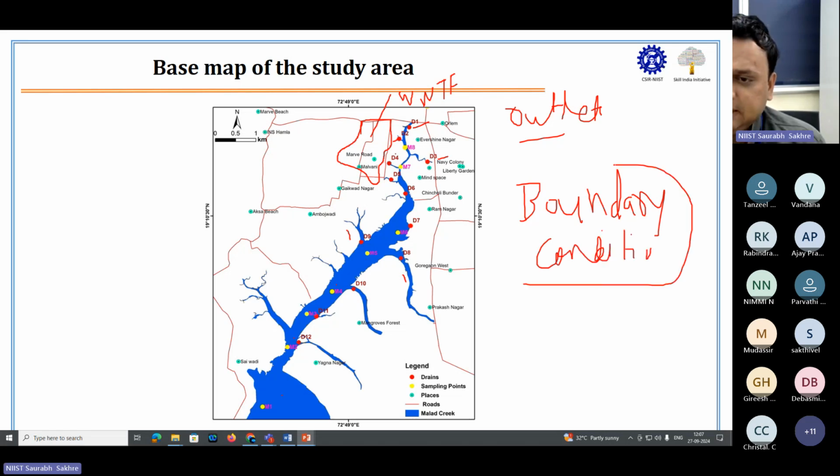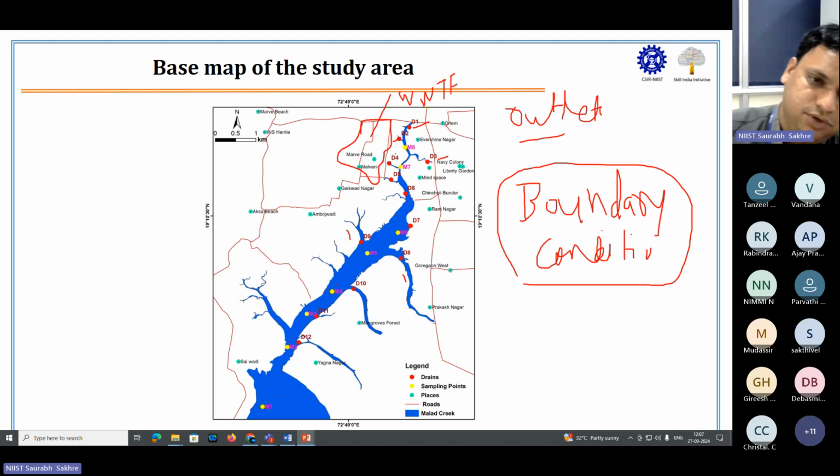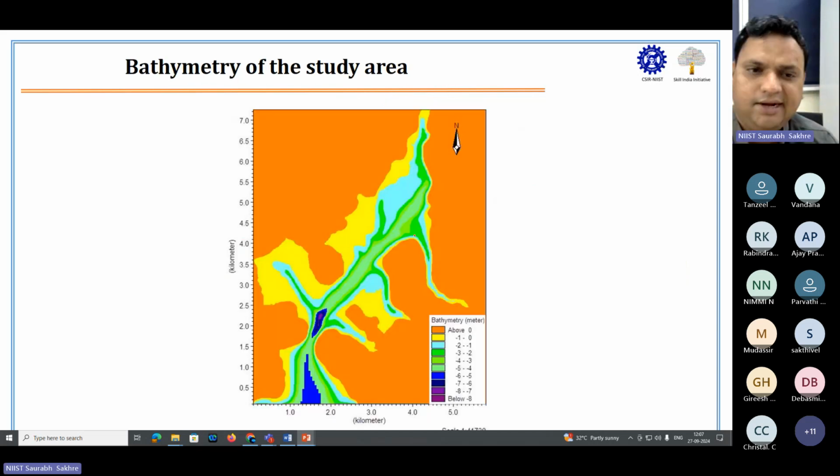You yourself think, if you are doing some simulation and the model of that simulation does not know its boundary, where will it stop and simulate? Nowhere, right? So all whatever you are seeing, this is a boundary condition which you have given using remote sensing and GIS. And this is the map of bathymetry of the study area.